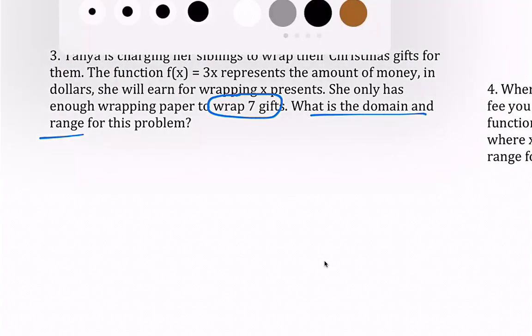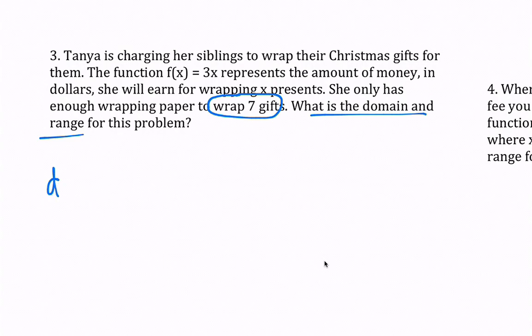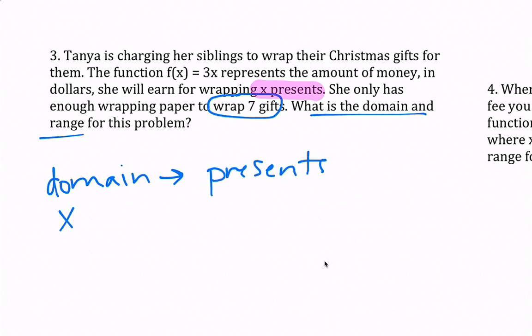Okay, domain and range. So let's answer domain first. Well, we know domain is X, and X in this situation stands for presents. Okay, so let's explain why this one is discrete as well. I know that this one is discrete, not continuous. It has to be discrete because you can't wrap 7.3 presents. You wrap the entire present. So I can wrap 1 present, 2 presents, 3. You never say, oh, I wrapped 3.25 presents, okay? So this one has to be discrete.